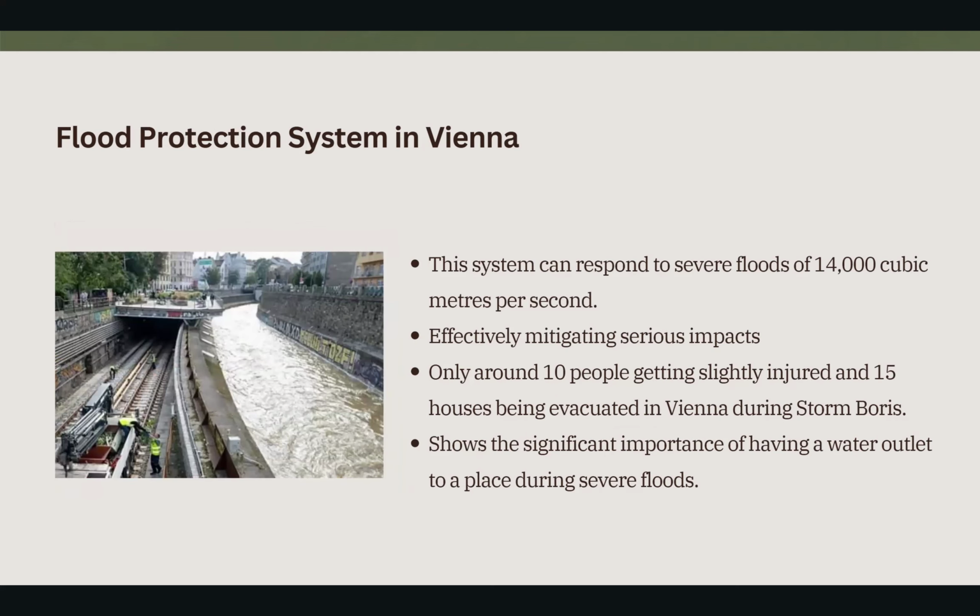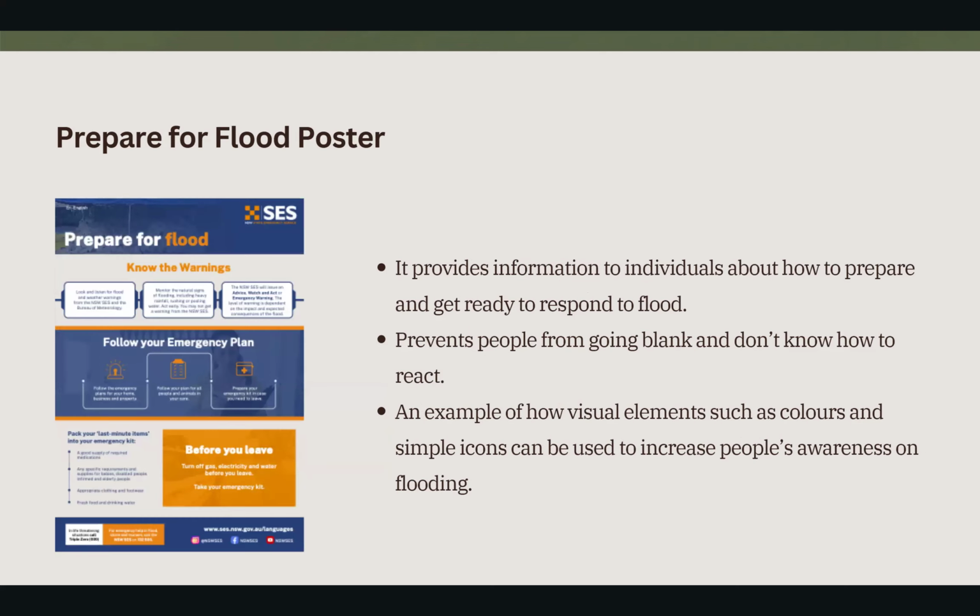And the flood protection system can respond to severe floods, effectively mitigating serious impact. It shows the significant importance of having a water outlet in a place during severe floods. And next is a poster about preparing for flood. It provides information to individuals about how to prepare and get ready to respond to a flood. It's also an example to show how visual elements like the use of colors can be used to increase people's awareness of flooding.